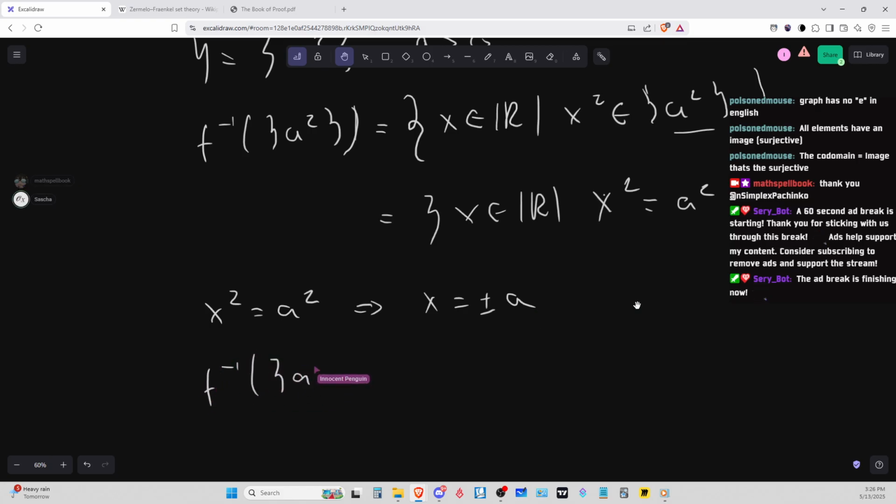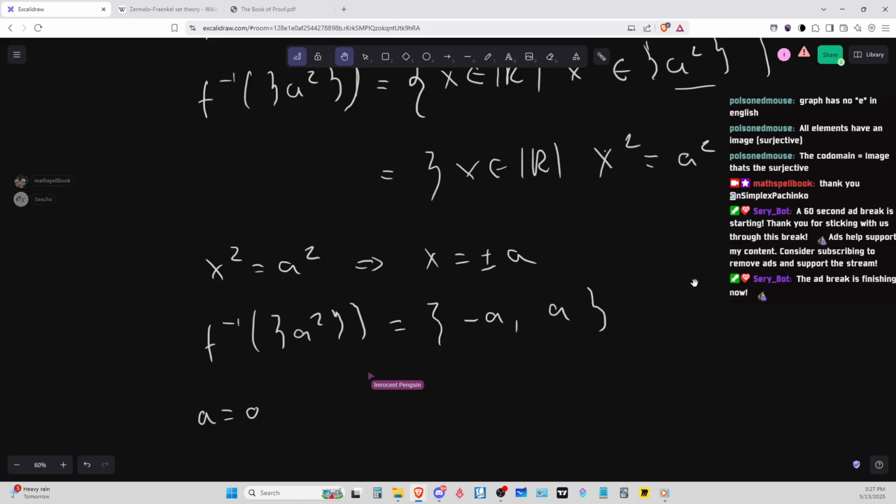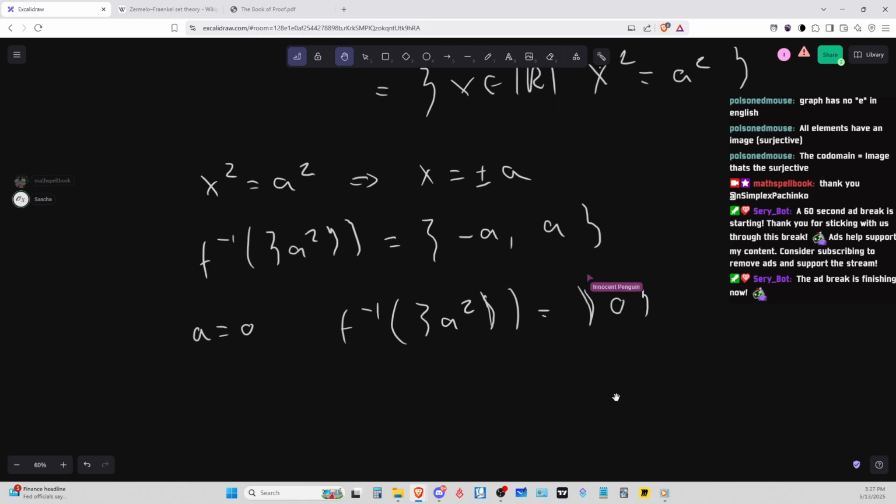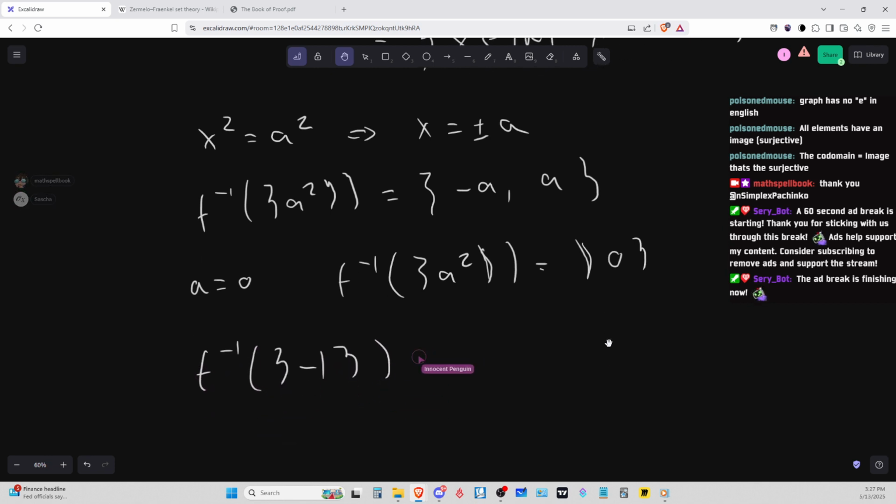So what you see here is that the pre-image of a square is not just one thing, it's two things: minus a and a. If we take a to be equal to 0, then the pre-image will only be one thing, just 0, because in that case positive and negative are the same thing. And if, for example, I look instead at the pre-image of, I don't know, minus 1, what would it be? It would be two answers again. Are you sure? Yeah, because whenever you square a negative number, it becomes positive.